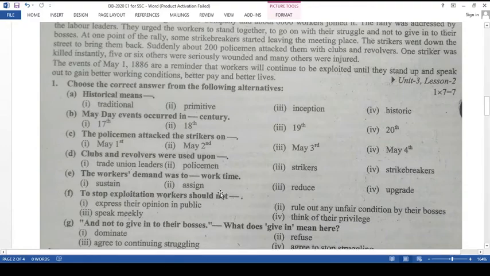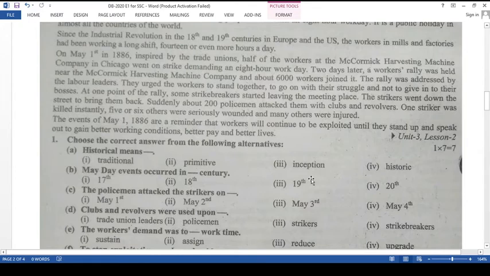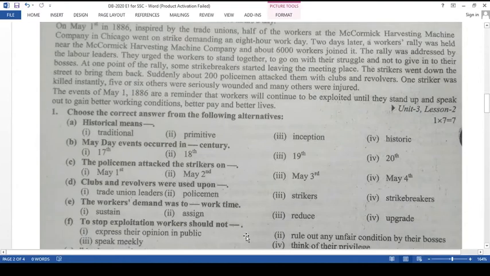That means their target was to reduce the work time, because the work had been going for 14 or 16 hours, but they were making the demand of making it 8 hours. So they were making the demand to reduce work time.